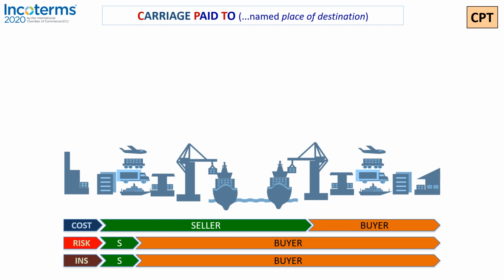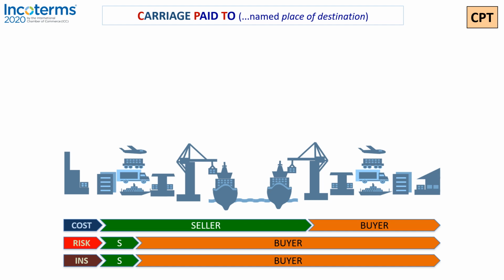Therefore, in the case of CPT, the risk passes to the buyer at the first point of loading into the first vehicle, even at the pre-carriage section. Even though the transport is arranged by the seller, the risk passes to the buyer at the first point of loading. Therefore, insurance, since the buyer is carrying the risk from that particular point, it is imperative that they arrange for the insurance at their cost and they remain the beneficiary of that particular insurance.